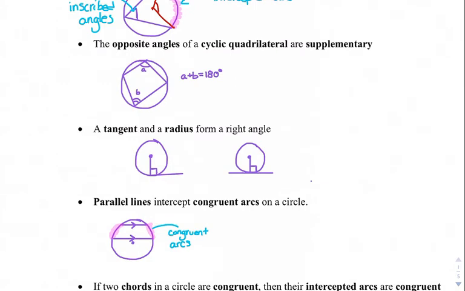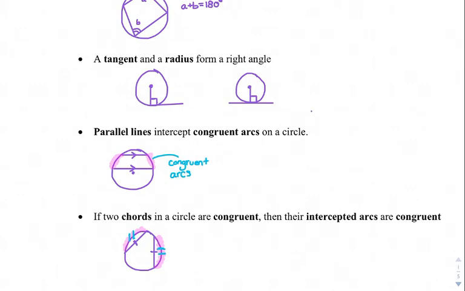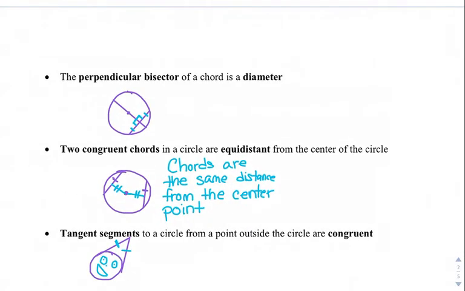Remember that a tangent and a radius form a right angle. Parallel lines intercept congruent arcs on a circle. That's from 10.6. If two chords in a circle are congruent, then their intercepted arcs are congruent. So if those two chords are congruent, their arcs are congruent too. That's from 10.6. The perpendicular bisector of a chord is a diameter. So remember, if a diameter cuts a chord perpendicular, it bisects it as well. So that's also from 10.6.